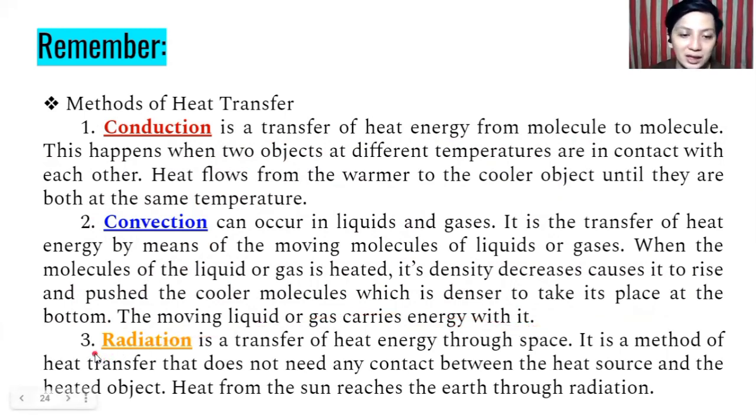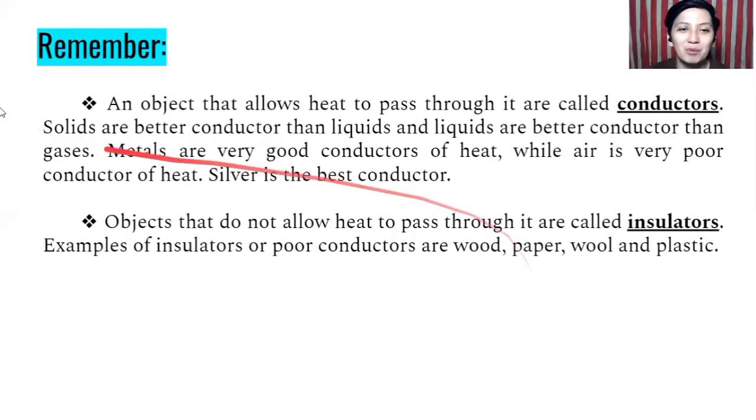Number three, radiation. Radiation is the transfer of heat energy to space. It is a method of heat transfer that does not need any contact between the heat source and the heated object. Heat from the sun reaches the earth through radiation. Okay, clear?